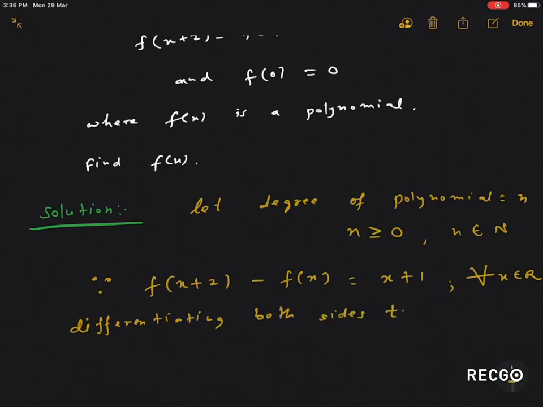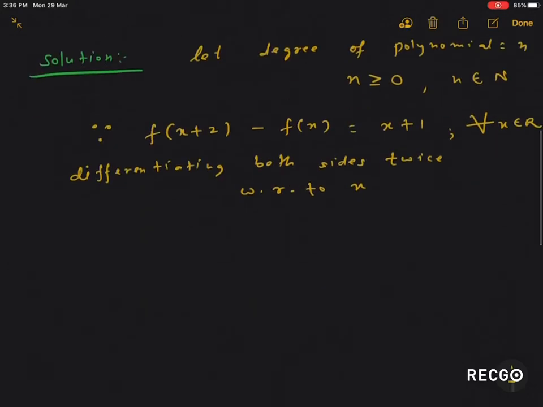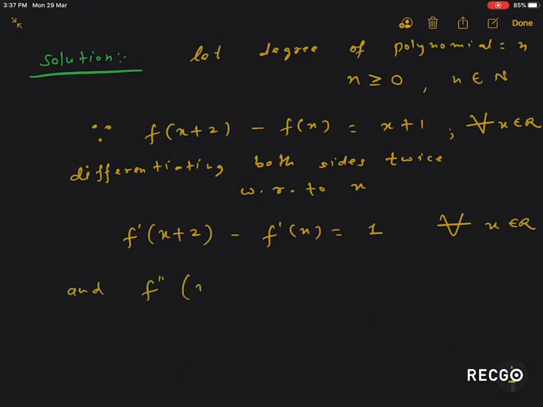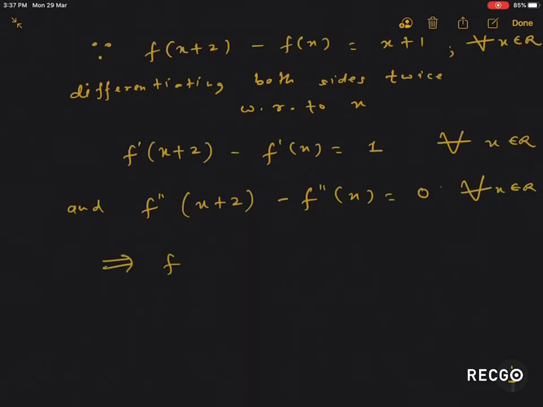So the best part is that you can differentiate this function twice with respect to x on both sides. Why am I saying this? Because after first differentiation, you can see that f'(x+2) minus f'(x) is equal to 1 for all x belongs to R. Again, if you differentiate, you will get f''(x+2) minus f''(x) is equal to 0, and this is the master stroke line, which is saying that f''(x+2) is equal to f''(x) for all x belongs to R.